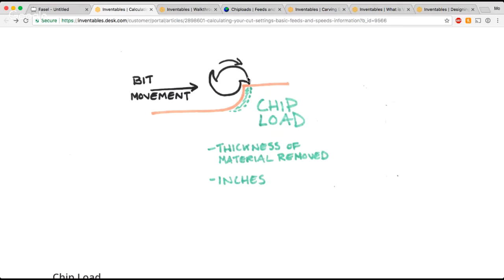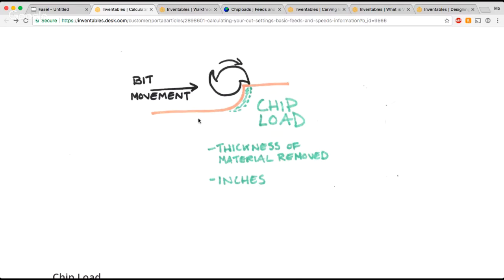So why is chip load so important? The most important thing to know about chip load is that when your machine is carving, and like I said, 16,000 RPMs, that's pretty darn fast. Even if it might not seem that fast compared to what your machine can do, this is generating so much heat as it's moving.